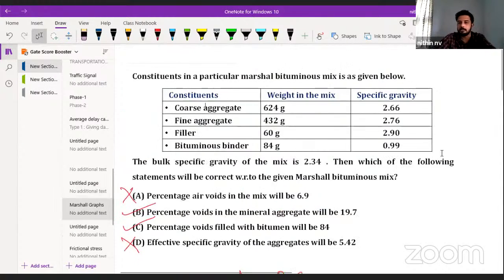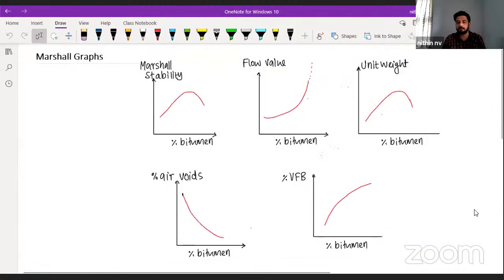The other thing which is important is Marshall graphs. So just take a screenshot, or later we can give a PDF, don't worry. These are the graphs given by Marshall. This you have to remember. They can give 4 options in the question. You can see those questions in the previous GATE questions also. They can give one graph and ask, what is this graph? Or they can ask which of the following represents the Marshall graph between flow value and bitumen. Like that they can ask a question.